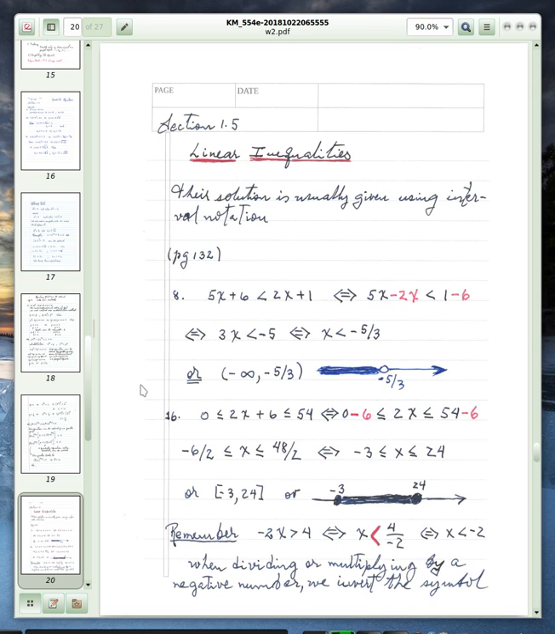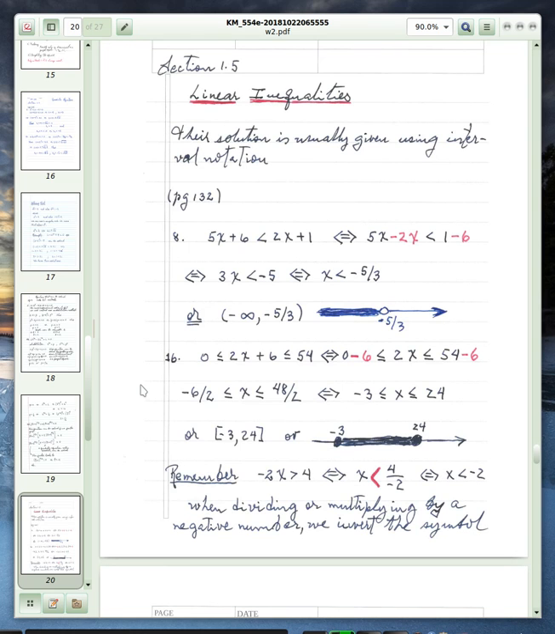Now, problem number 16. In problem number 16, we have what they say is a compound inequality. Look at the problem and notice that we have three parts to the inequality. We have this greater than or equal to 0 and 54 greater than or equal to this expression in the middle. So how do we solve this inequality, which is basically two inequalities in one? Well, we work on the three sides simultaneously.